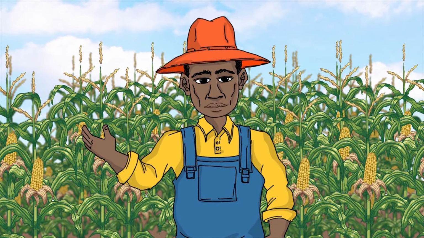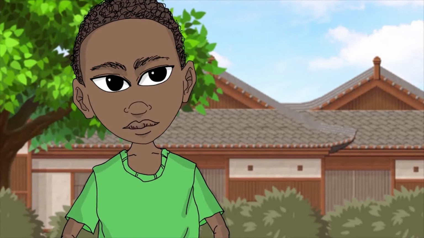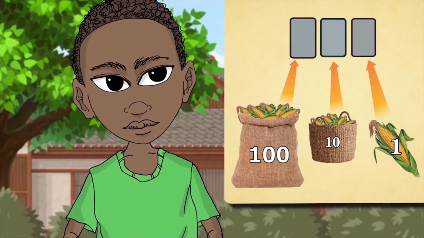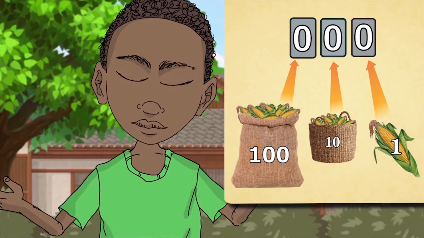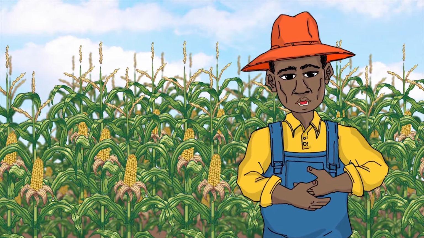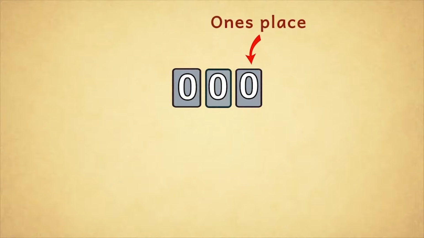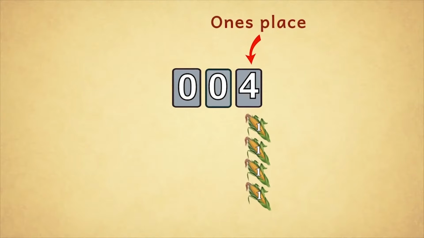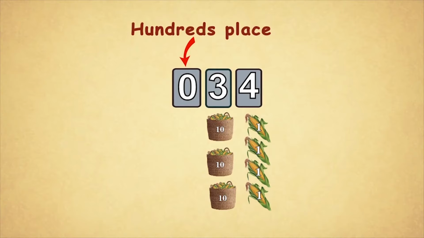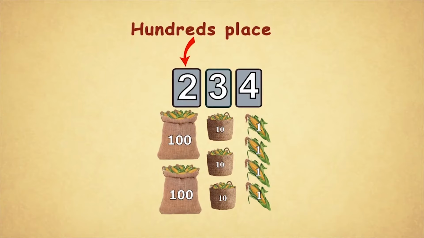But are you getting the trend? Yes, we are using number places to count different groups, and the digits in those number places tell us the number of groups that we have. Exactly. The digit in the ones place tells us how many individual maize we have. The digit at the tens place tells us how many groups of 10 we have. And the digit at the hundreds place tells us how many groups of 100 we have.